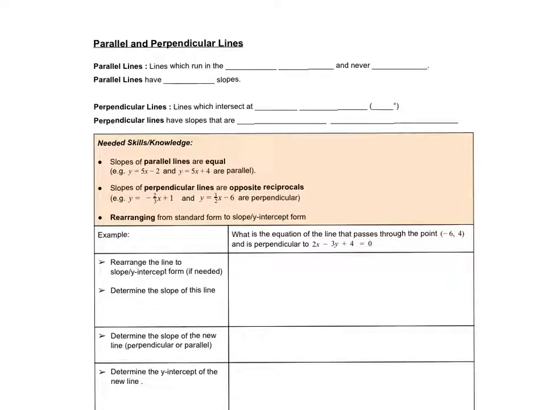Okay, so today's lesson is on parallel and perpendicular lines and how to write the equations of parallel and perpendicular lines. Let's just quickly review what we learned in Cycle 2 related to slopes of parallel and perpendicular lines. So parallel lines are the lines which run in the same direction and they never cross. And parallel lines have equal slopes.